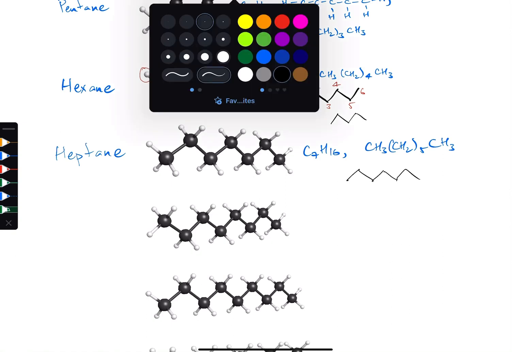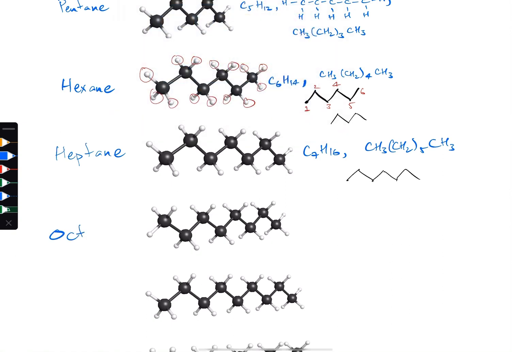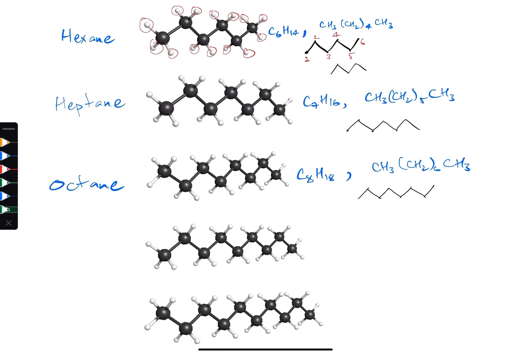8 carbon atoms, octane. C8H18. Condensed structural formula CH3, CH2 6 times, CH3. And skeletal formula, let me draw that right. 1, 2, 3, 4, 5, 6, 7, 8. Yep, that's right. Good.